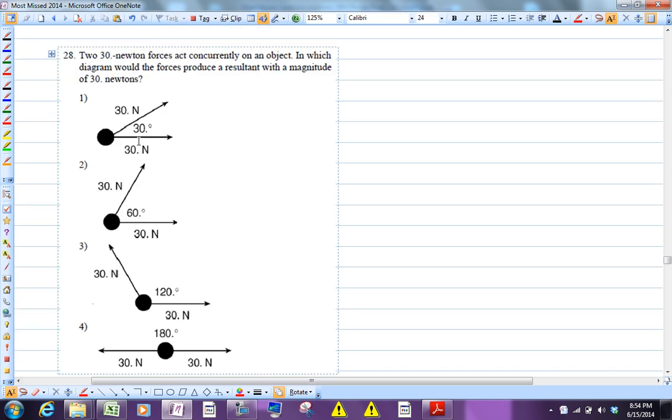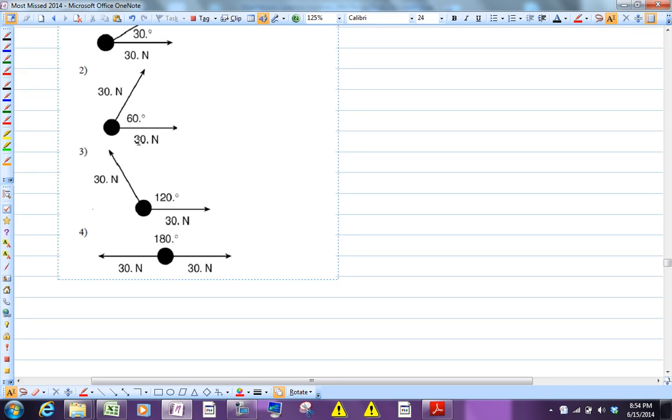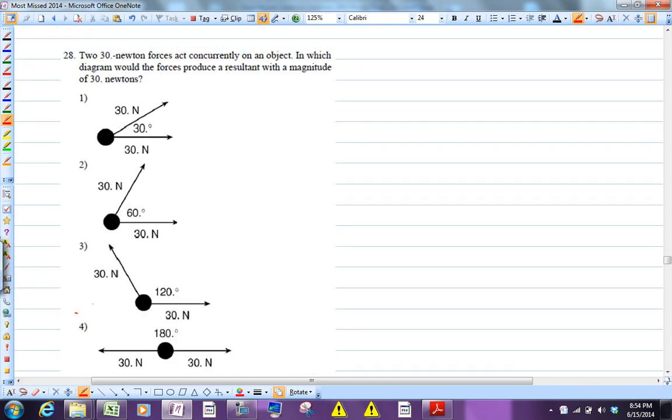28. The answer to 28 is 3. Now this is a question again about vector addition. And you want to think about the resultant for each of them. You want to know which of them could have a resultant of 30 newtons.